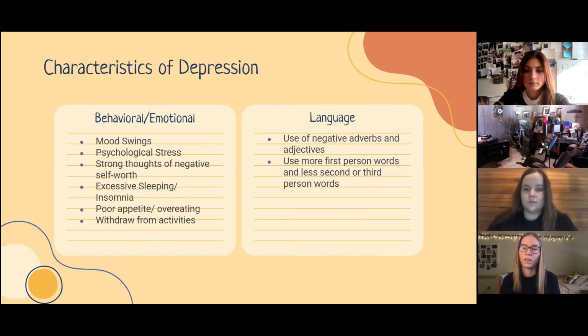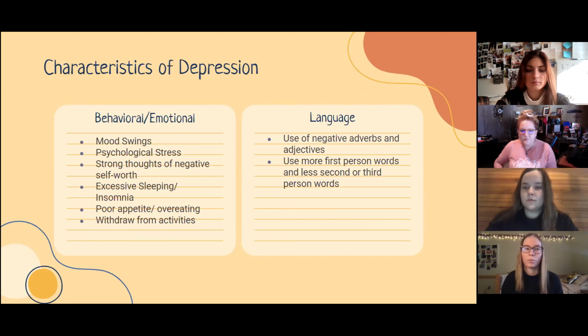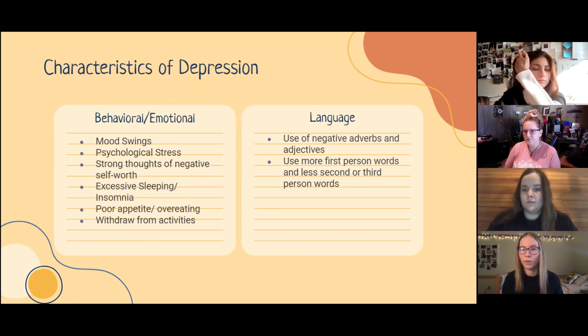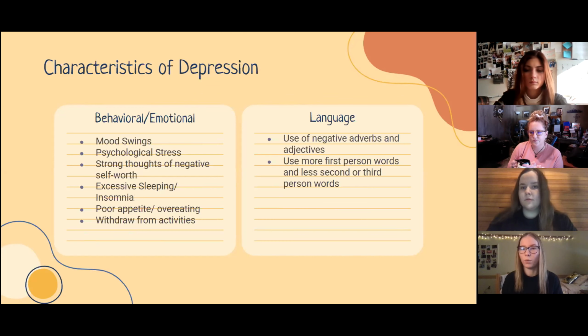Okay, and then some language characteristics. They tend to use more negative adverbs and adjectives such as lonely or sad or miserable. And they tend to use more first person words and less second or third. So they use more words like I, me, myself, and not they, them, or he, she, we.